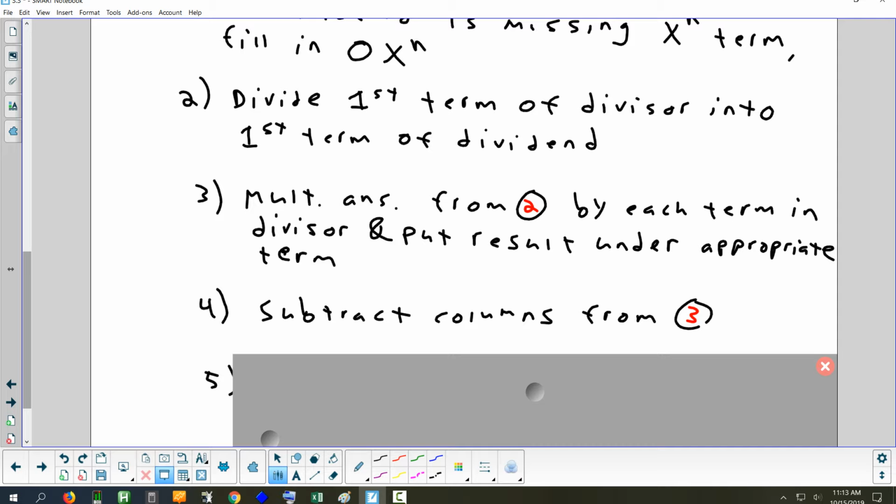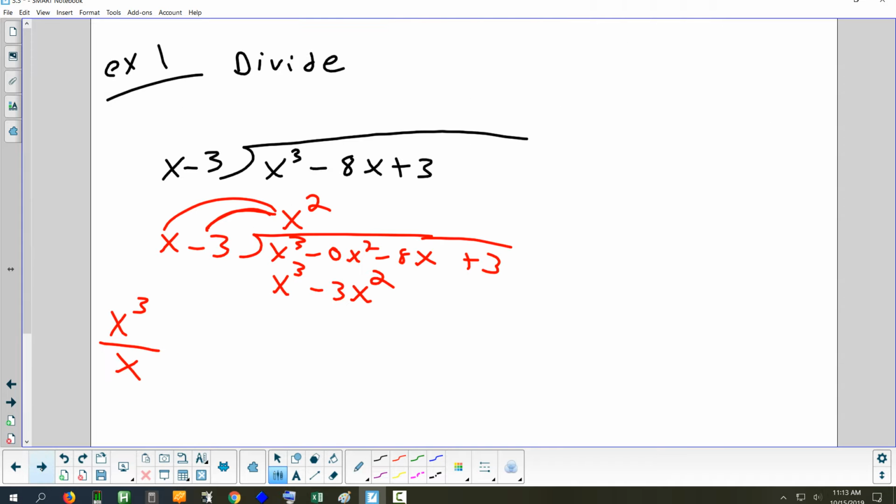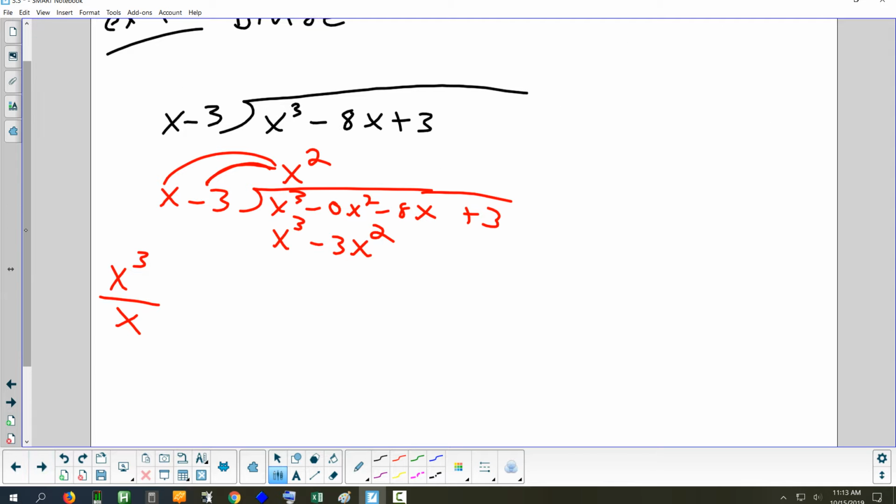Now, when you do regular long division with numbers, you only have 2 numbers to subtract at this step. Well, you're subtracting polynomials, so you're usually going to have multiple things to subtract. Subtract the columns that we just created in step 3. The way I remember to subtract is I put a minus sign and put parentheses around that, because you're subtracting both of those.